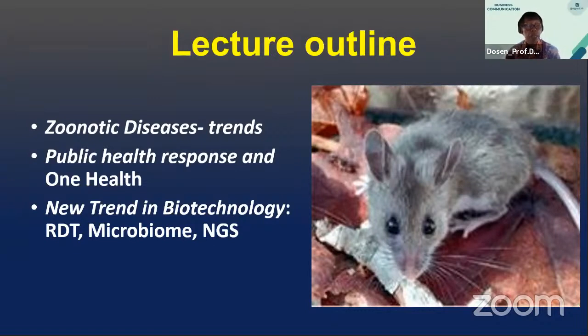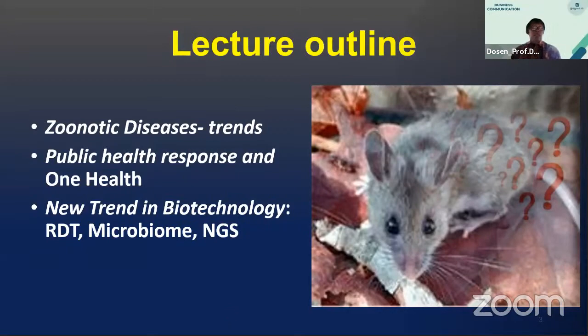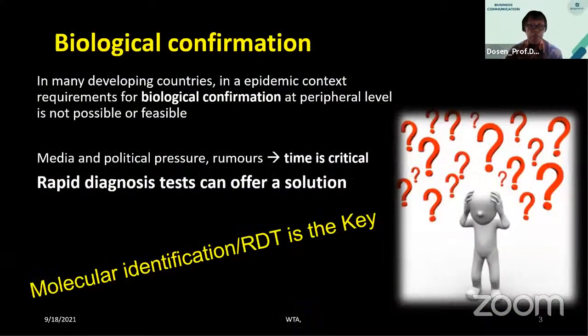And then how we use new technology like RDT, microbiome analysis, NGS, which helps us a lot in controlling the zoonotic disease as well as emerging infectious diseases. These are 3 major points that connect zoonotic disease with biotechnology. So, biological confirmation for the biotechnology approach.